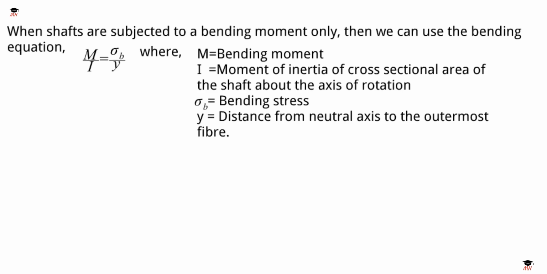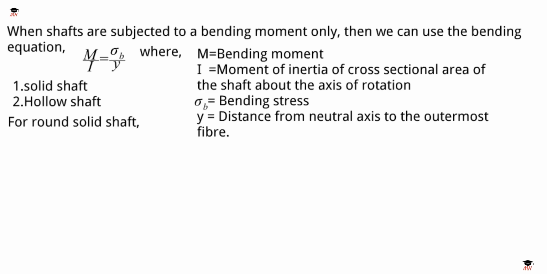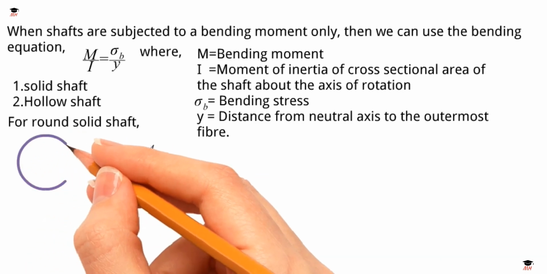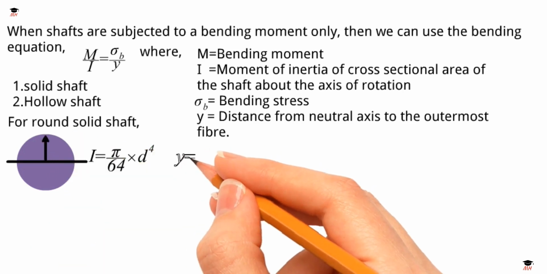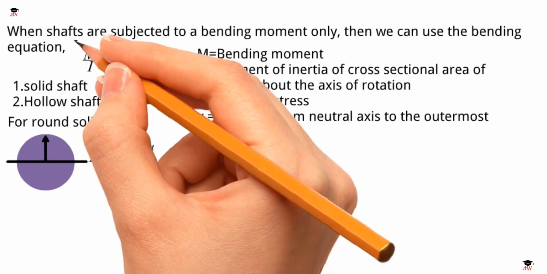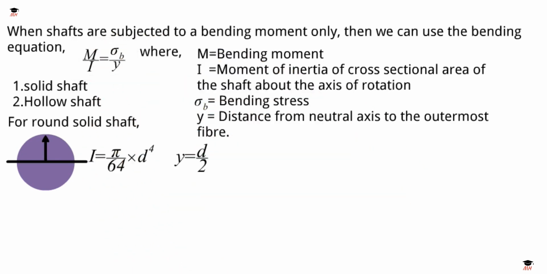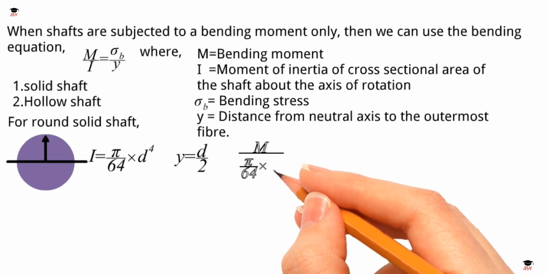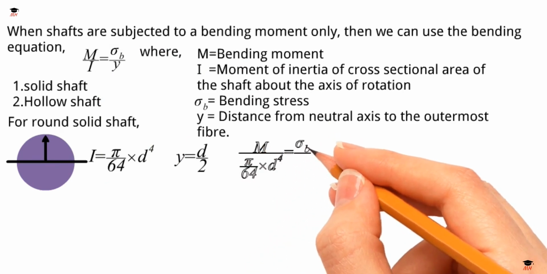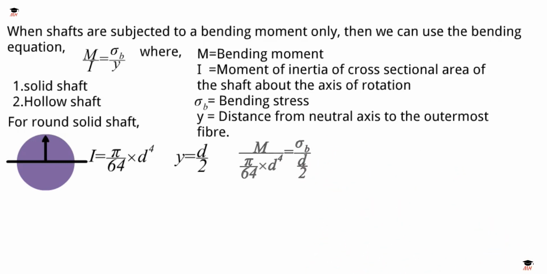As we know, there are two types of shafts, solid and hollow shaft. First we will see the solid shaft. We know the moment of inertia for a solid shaft is I equals pi by 64 into d raised to 4, and y, the distance from the neutral axis to the outermost fiber, is y equals d by 2. So substituting these values in the bending equation, we get M upon pi by 64 into d raised to 4 equals sigma, which also remains as it is, divided by d by 2.